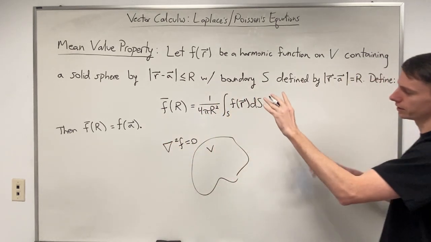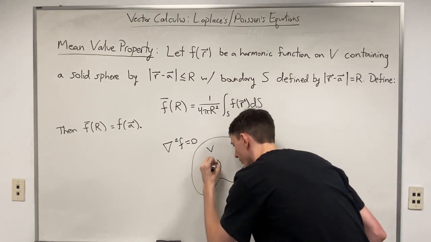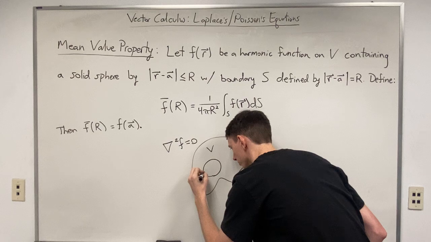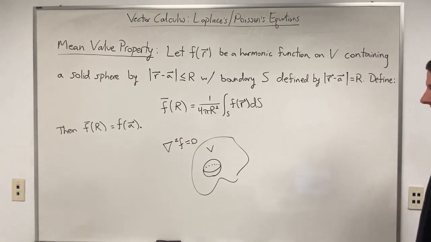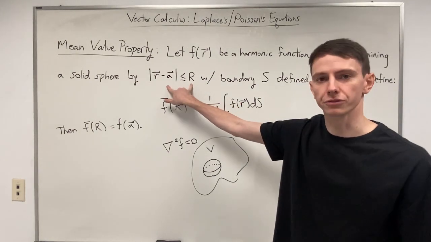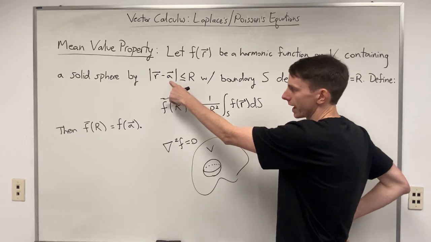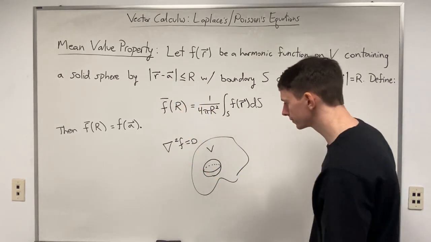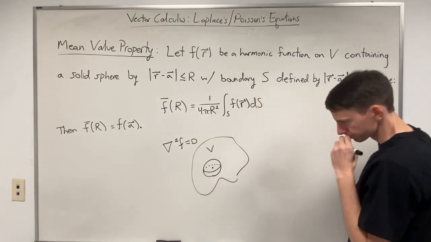What they're saying is that you could have this volume, and within this volume you could have an overall sphere, which I will do my best to draw like this. So we have a sphere, and it's given by this equation right here. And essentially what this means is that they're going to define this vector A to be the center of the sphere. So that's just this point right here.